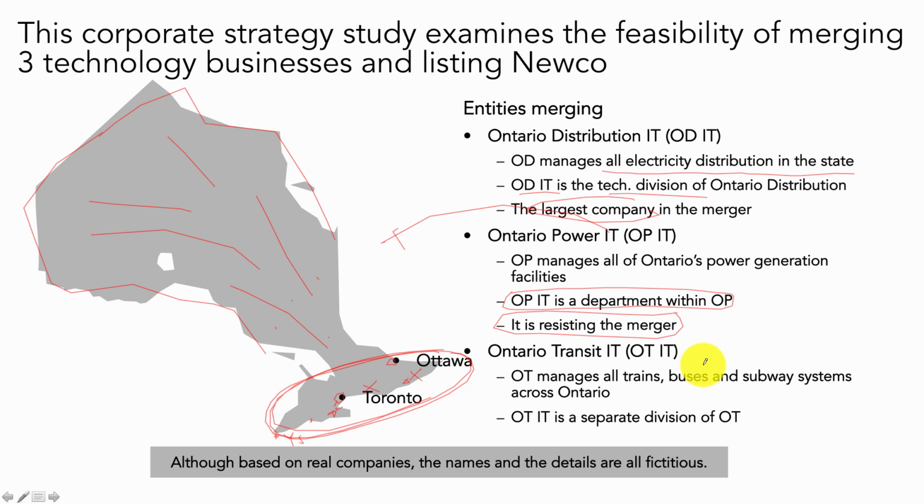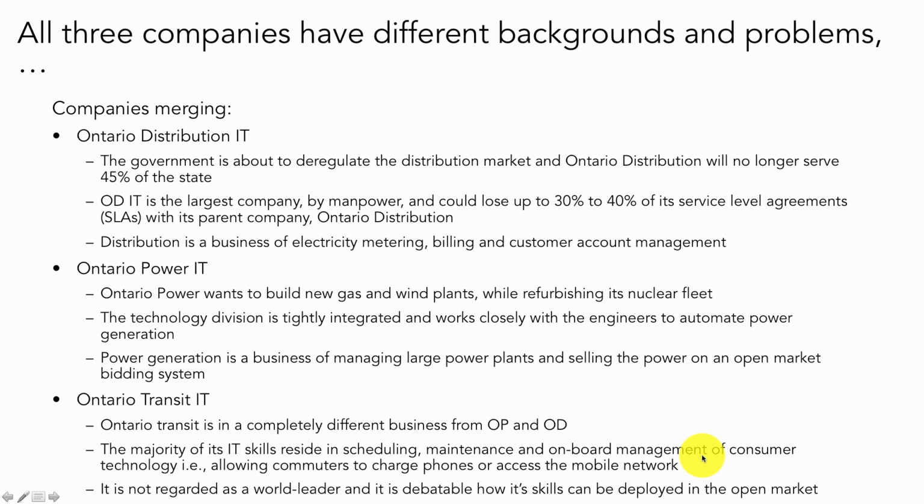Ontario Transit, as I mentioned, manages all of the buses, trains, subway systems, and so on. Now, we've based this on real companies by visiting real companies, but the names and the details are all fictitious. We didn't think it's appropriate to mention real companies here. Now, all three companies have different backgrounds and problems.